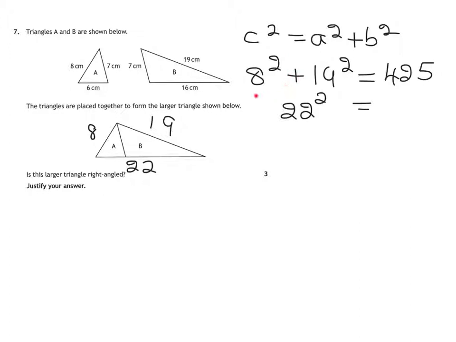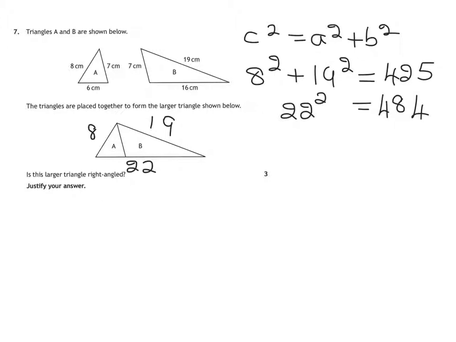Okay, 8 squared plus 19 squared, that's our two shorter sides squared and added, gets me 425. Now I need to work out what 22 squared is. And the answer to that is 484. So these two numbers do not match. Therefore, by the converse of Pythagoras, this is not a right-angled triangle.